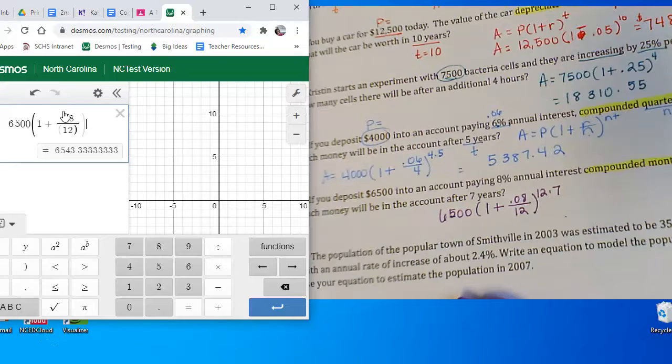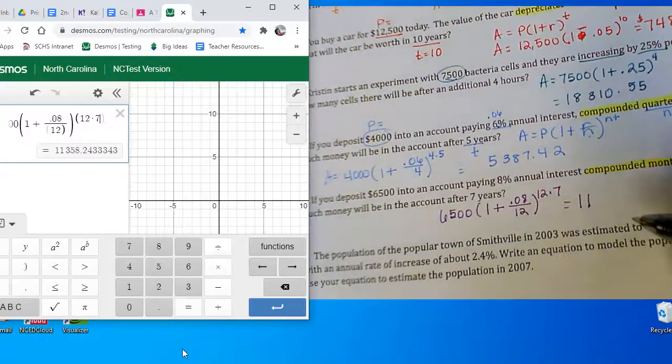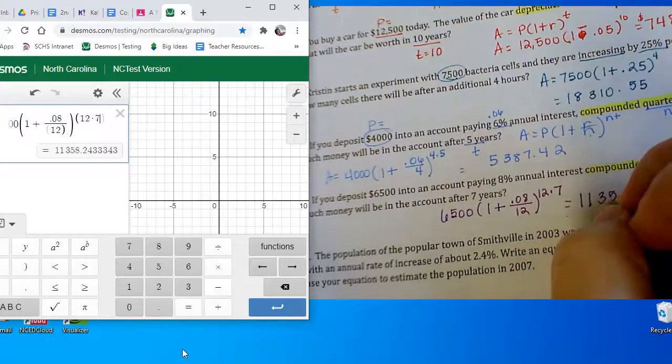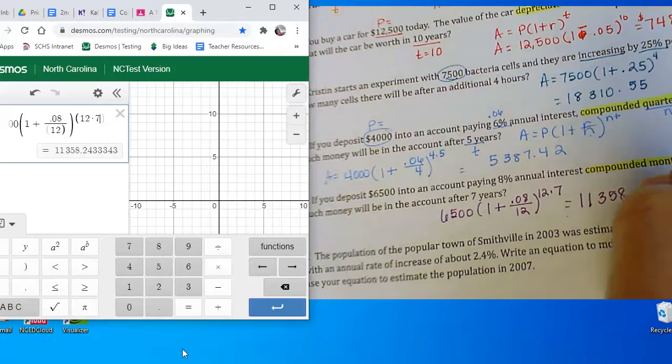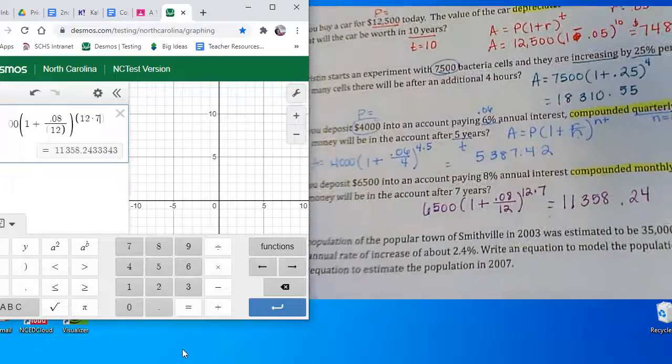Again, if we know what that equals, we can put it in there. Or as long as we put a parentheses, it will multiply for us. And we get 11,358.24. Again, I usually just round to 2 places. A lot of times we're talking about money, so it makes sense to round to that decimal.